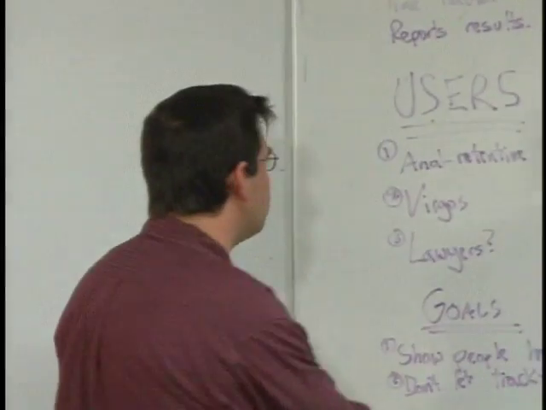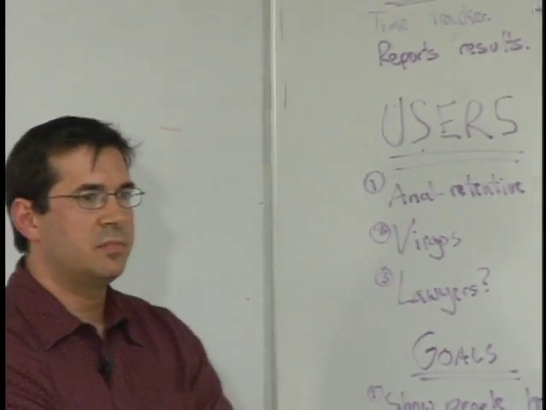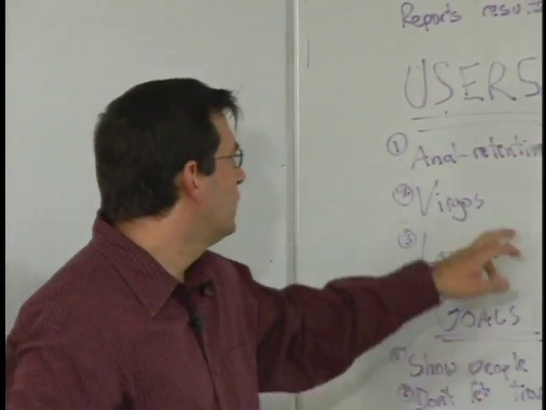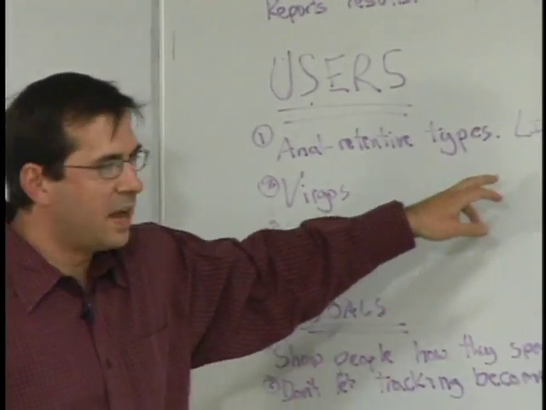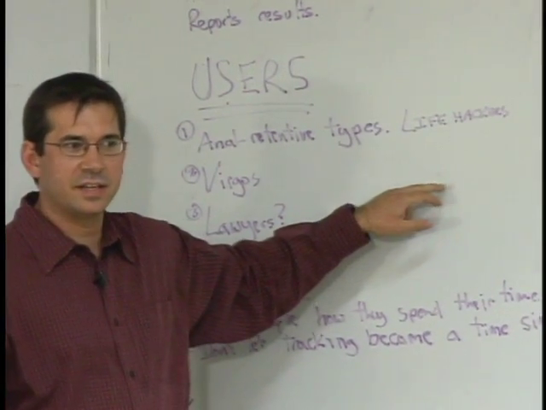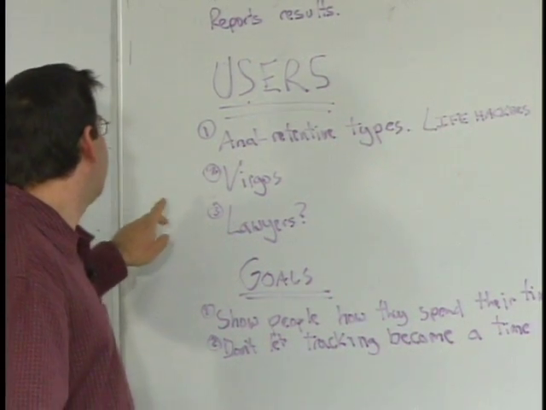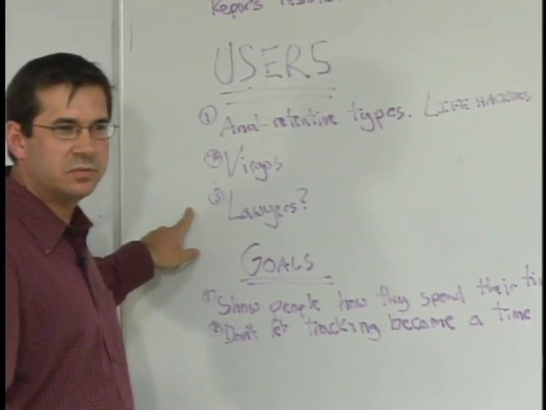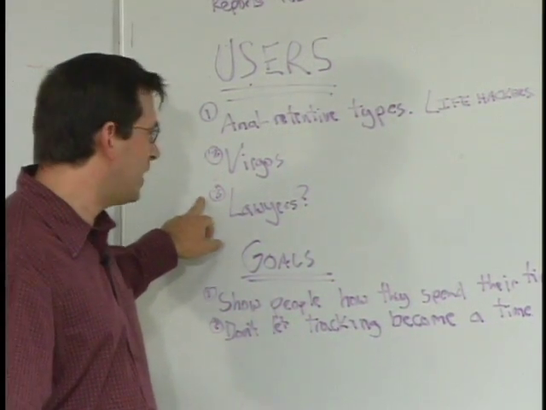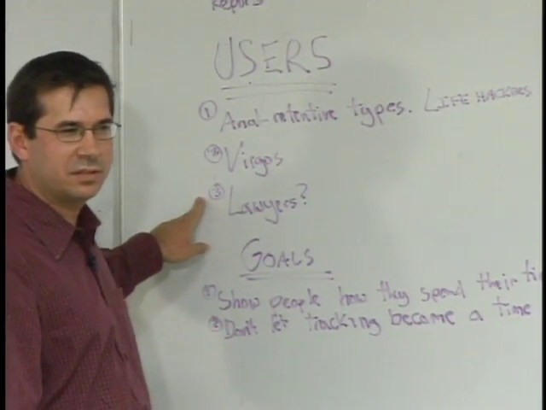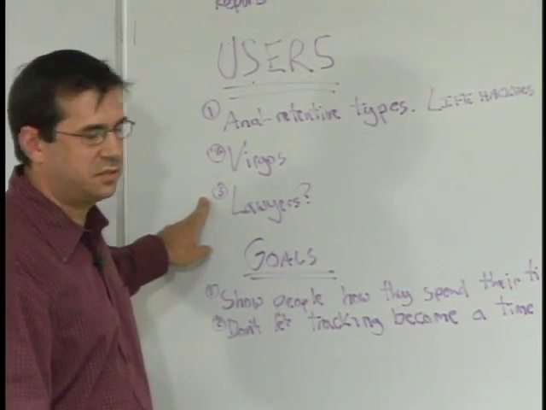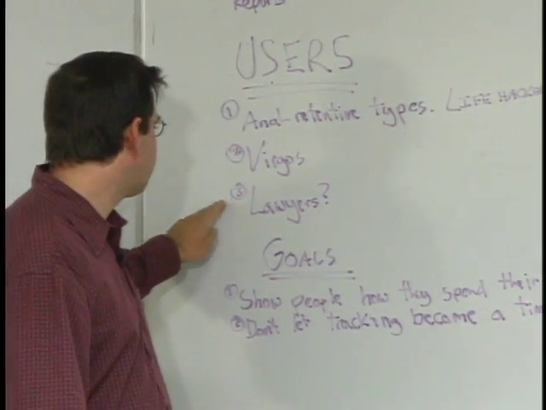So I'll talk about my application. The kinds of users who I think would get the most out of this time tracker are anal retentive types, life hackers. Everybody know lifehacker.com? Excellent site. Virgos, which I am. And maybe lawyers or people who have to actually bill. But I put this as third because I think these people are the least likely to find it useful, since they have other solutions out there.